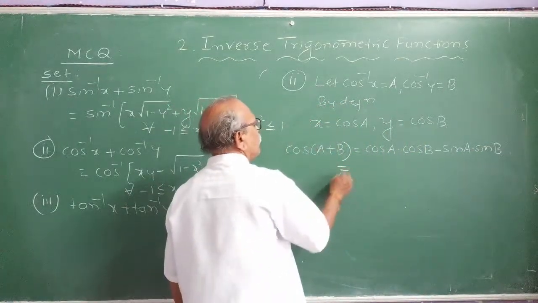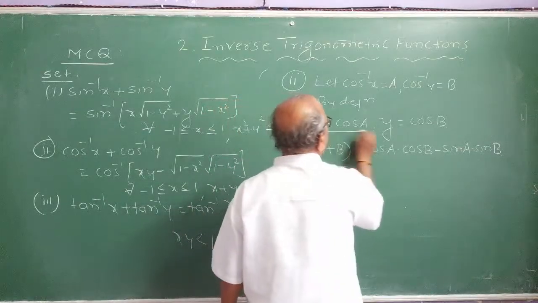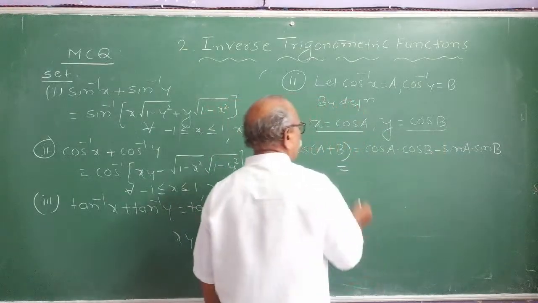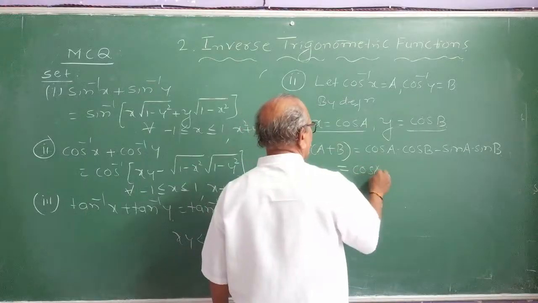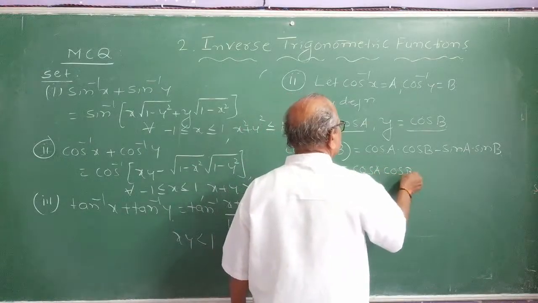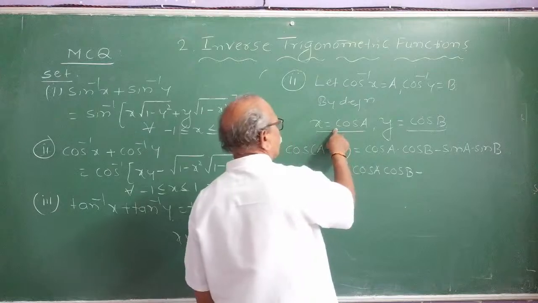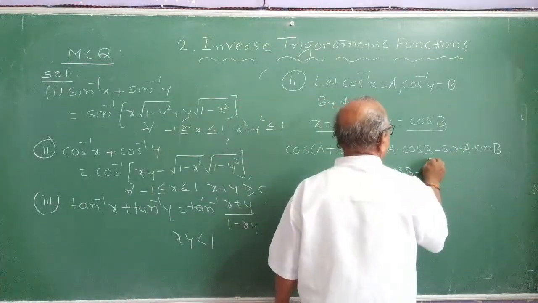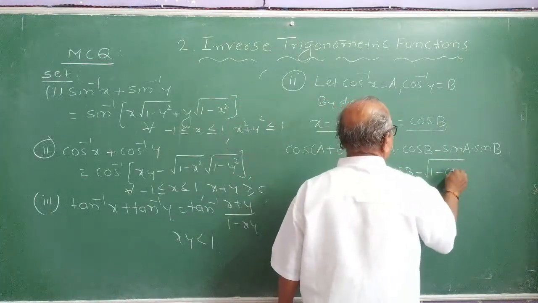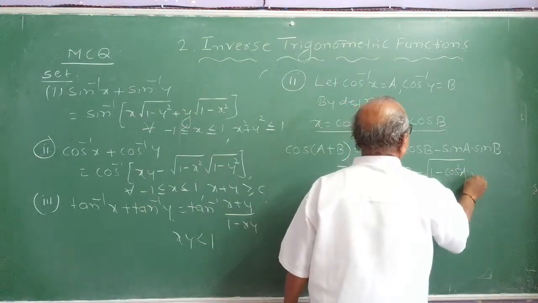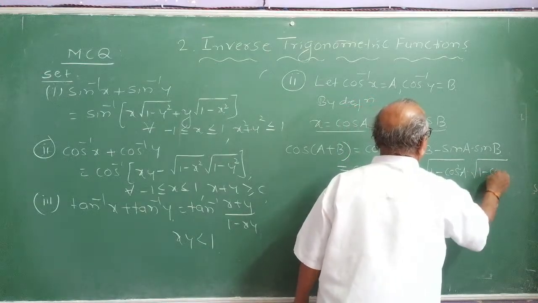Now substitute the values. You have only cos A, cos B values, so I will write it as it is, cos A, cos B. But sin A, you have to write in terms of cos. Sin A can be written in terms of cos as root of 1 minus cos square A. Sin B can be written as root of 1 minus cos square B.